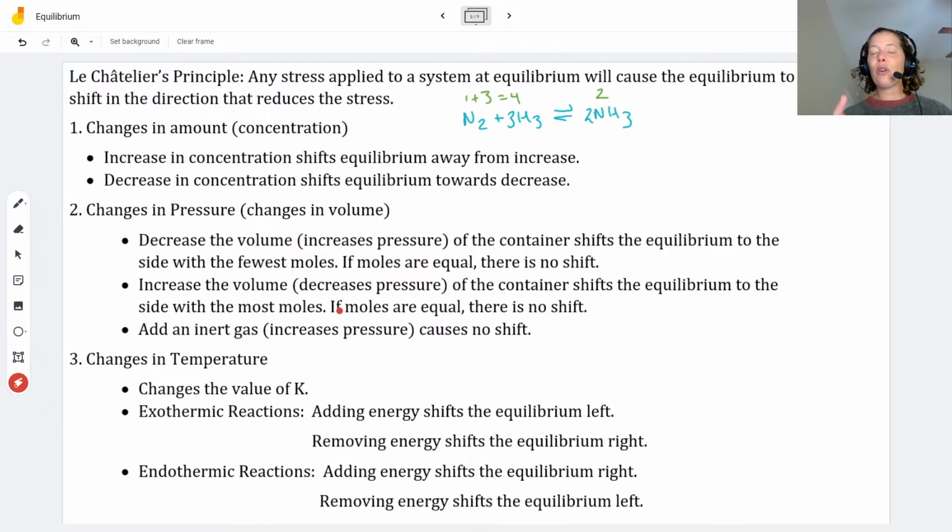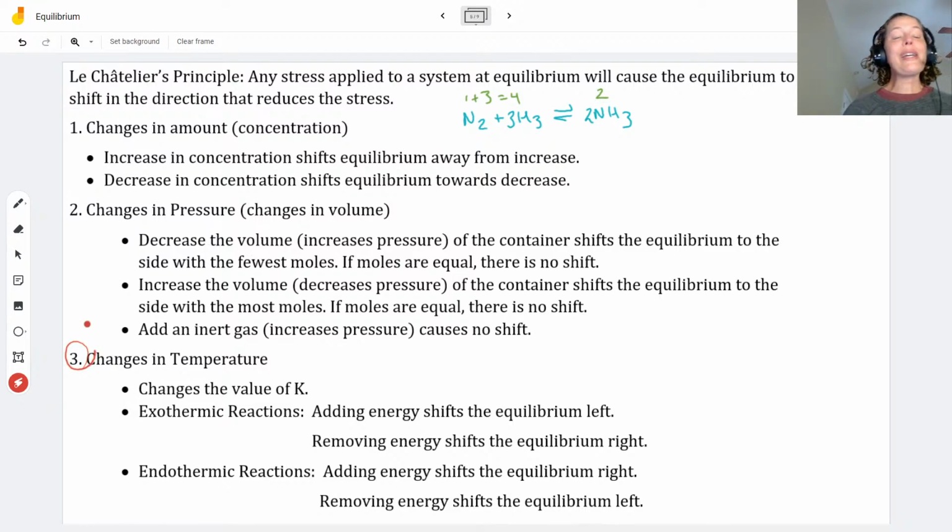Now, the third way that we can change the pressure is we can add an inert gas, but this does not cause any shift. Again, this is a classic trap to fall into, especially in a multiple choice question on a test. They'll talk about changing the pressure, and then they'll say you've increased pressure by adding argon or helium or some other inert gas. Well, you immediately go to increased pressure, and you would think that you're going to shift to the side with the fewest number of moles. But no, remember, if you're adding an inert gas, it does increase pressure, but it's going to cause no shift at all. Okay, so that's just a little trick to watch out for.